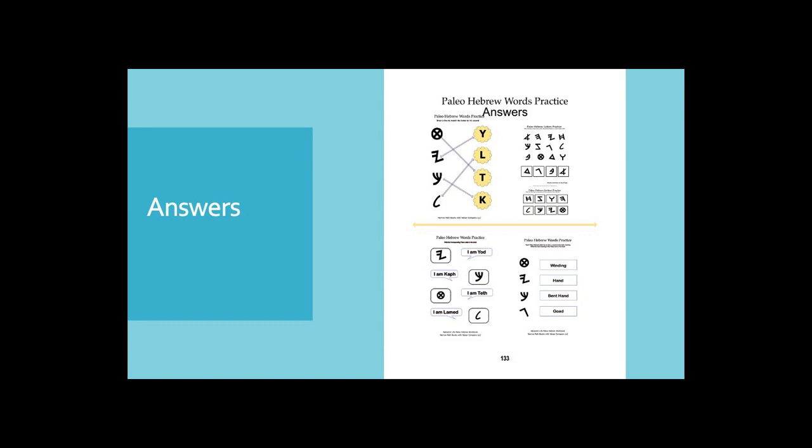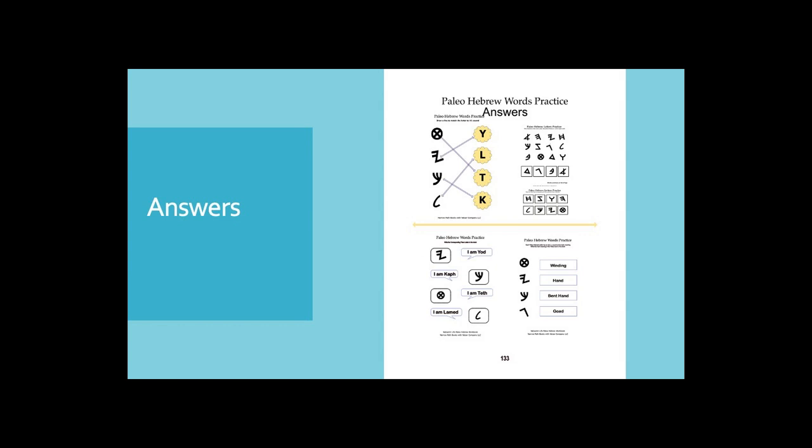Now looking at the answers for I am Yod, did you put the right icon in there for the letter Yod? The same with Kaf and Tet and Lamed. You'll have to check and see if your letter icons match what's on the screen. We'll take a look at the main meanings of the word. We have winding for Tet, hand for Yod, bent hand for Kaf, and goad for Lamed.